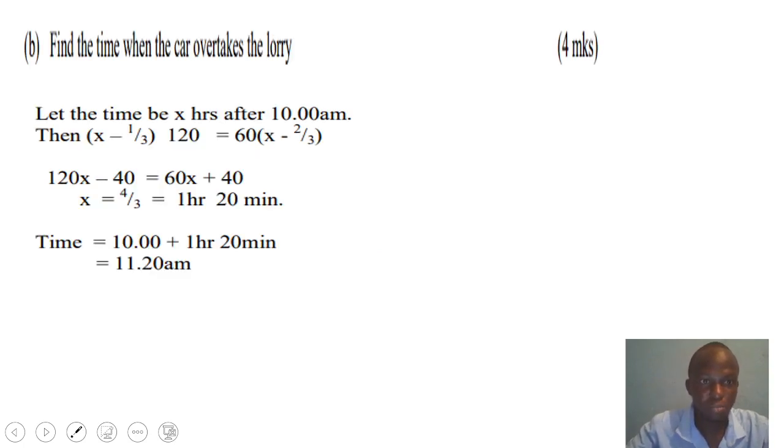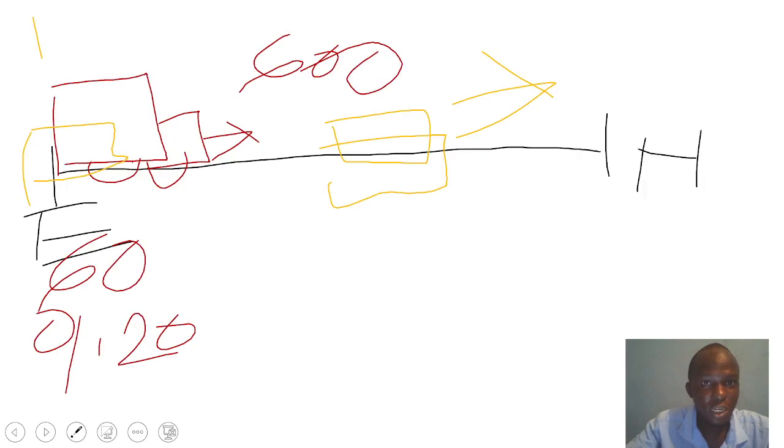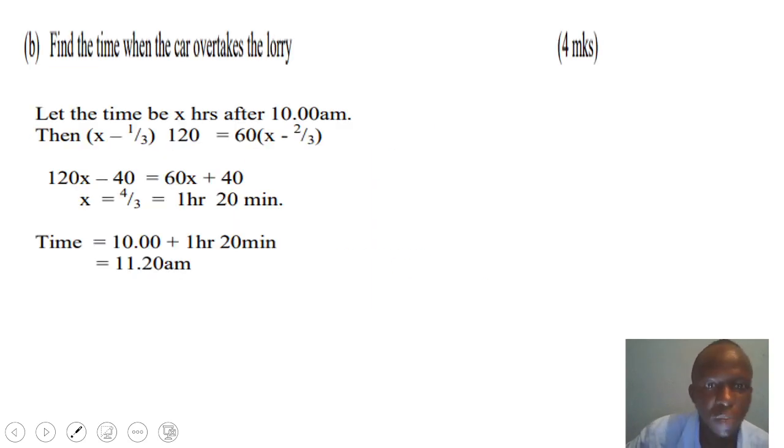Let us go to part B. Find the time when the car overtakes the lorry. Like we had noted earlier, at some point one body will overtake the other, and in every case, the one with the highest speed will overtake the one that has less speed. So it is the car which will overtake the lorry. Here we are going to ask ourselves questions that will help us to reason, and these are the questions.